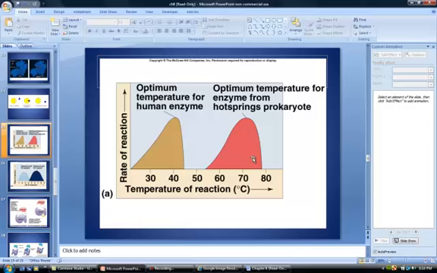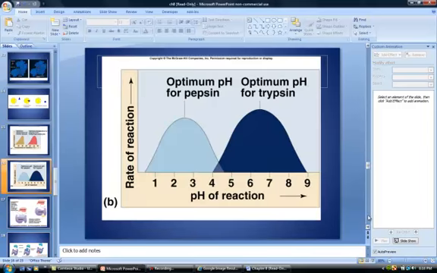Another thing is going to be pH. If you look at this next slide, you can see that we have different enzymes in our stomachs and throughout our bodies. And one of them is going to work at a very low pH, and the other one is going to work at a higher pH. Now remember how pH has to do with positives and negatives balancing out in a reaction.